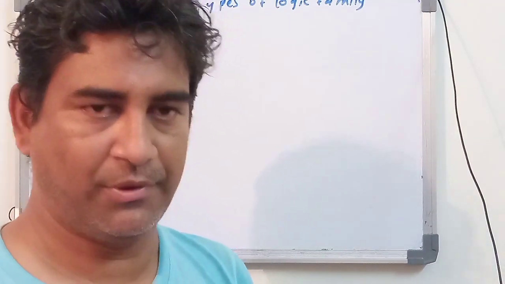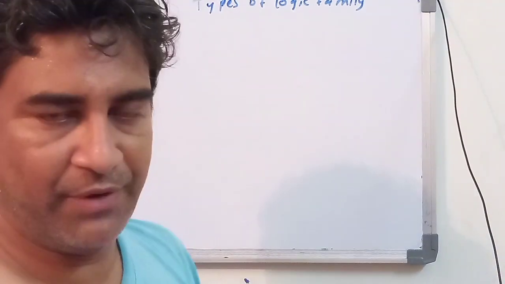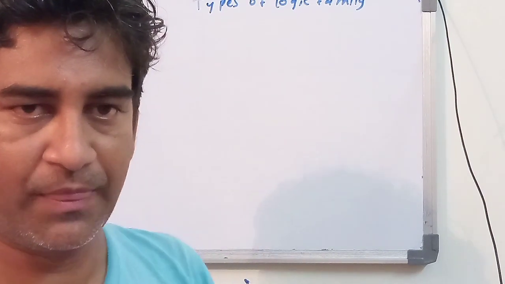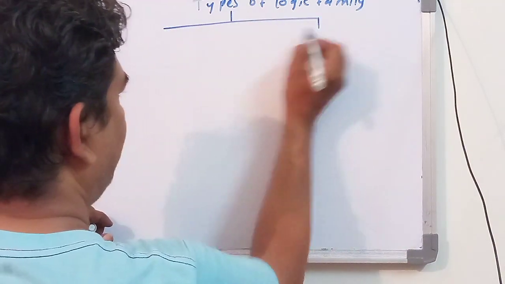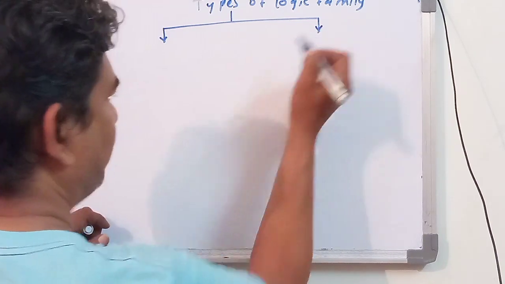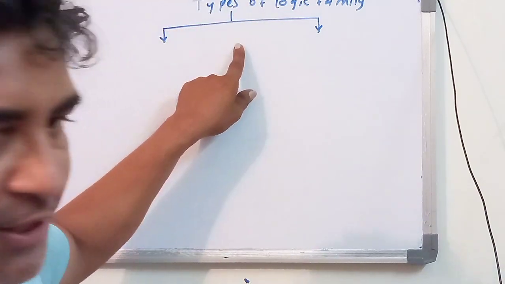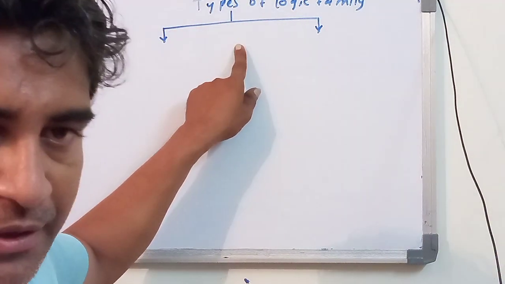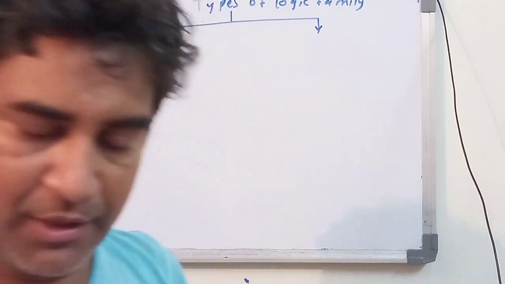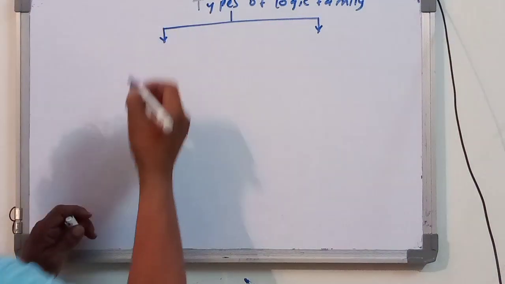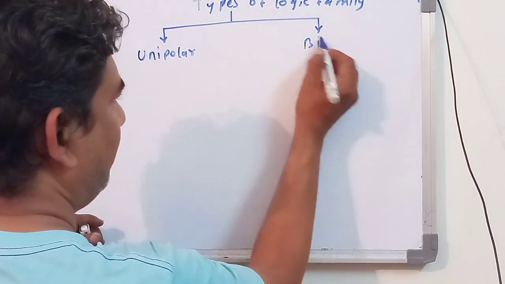Now for that particular thing, how it gets classified, this is the types of the logic family. Mark this one. The types of the logic family has been divided into 2 types. Students, the first is unipolar and the second is bipolar. Here it is a unipolar and second it is a bipolar.